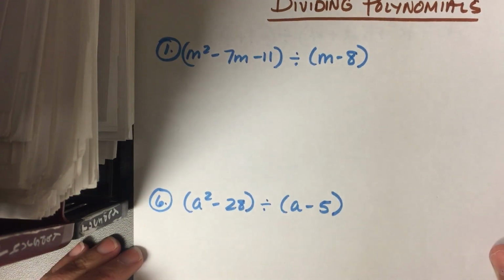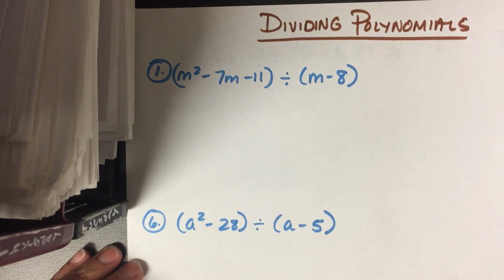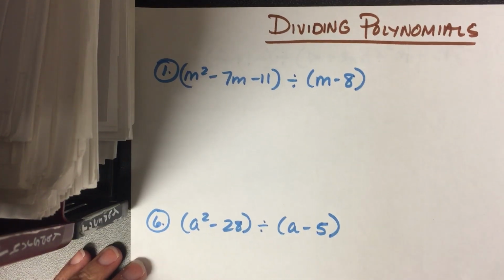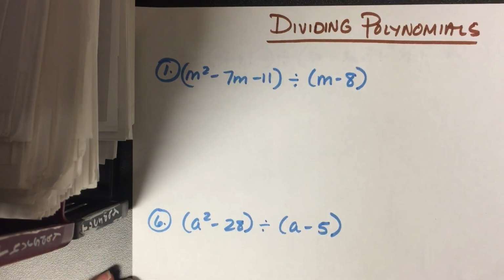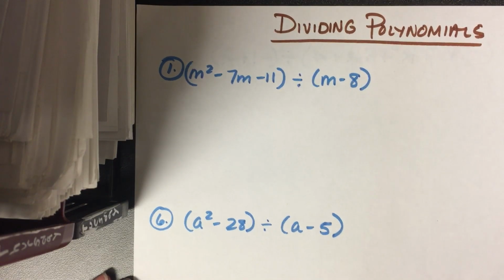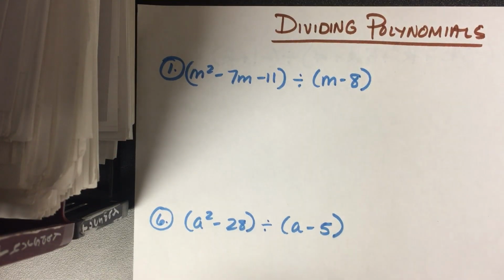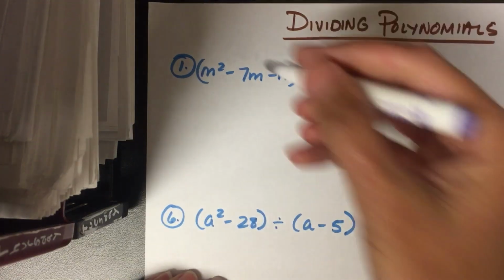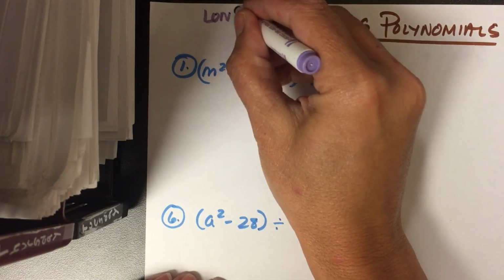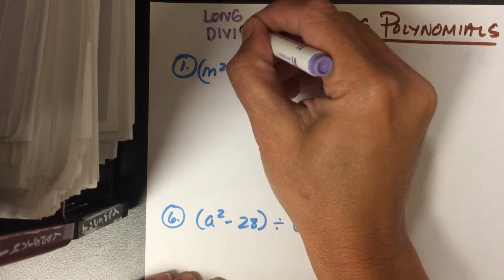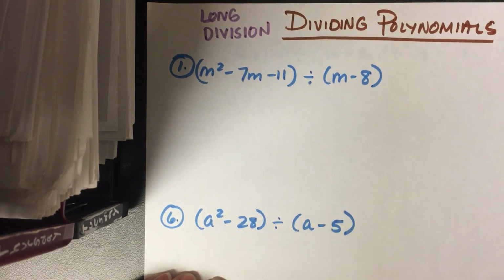We're going to look at dividing polynomials. So remember, a polynomial is an expression that has multiple terms in it. We're going to look at using long division. Long division is the key. There are two types of division that you can use: long division and synthetic division. But we are just going to focus here on long division.